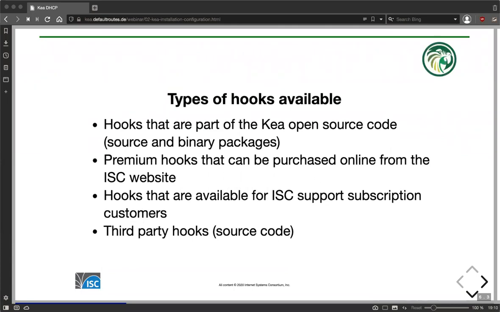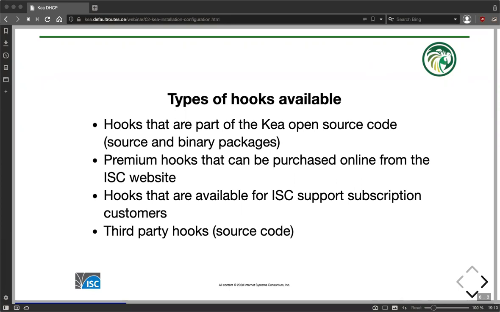Some hooks are part of the open source package. Some are premium hooks that can be purchased online from the website, and other hooks are available with the support subscriptions. And then there are third-party hooks that you can find as source code, for example, on GitHub, that other people have written for their needs, but they share that as open source. And you can download the source code and compile that into your Kea to make use of these extra functions.